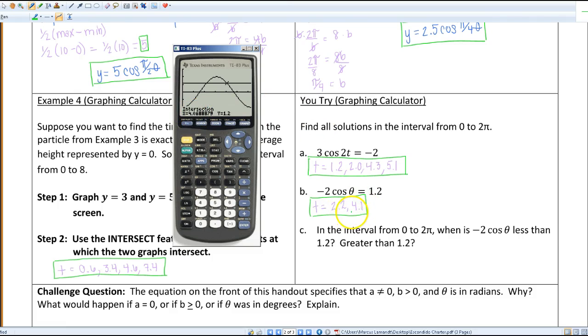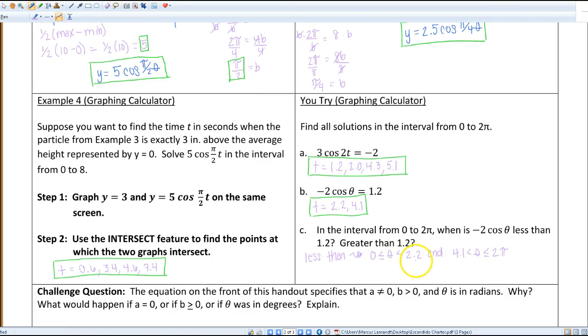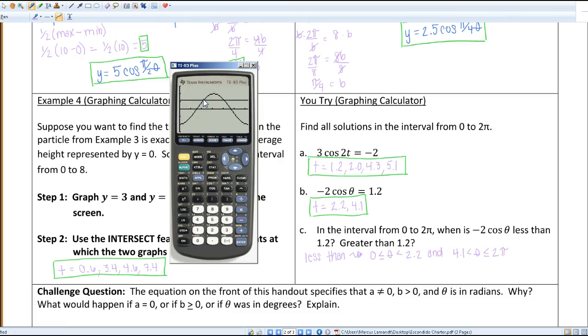Okay, and I went ahead and just wrote down the other answer. You find the other answer the exact same way. You just use the cursor to come over here. Alright, part C. In the interval from 0 to 2 pi, when is this less than 1.2? Negative 2 cosine theta is less than 1.2 from here to here, and then also from here to here. So between 0 and 2.2, and then from 4.1 to 2 pi. The graph is greater than 1.2 in between 2.2 and 4.1.